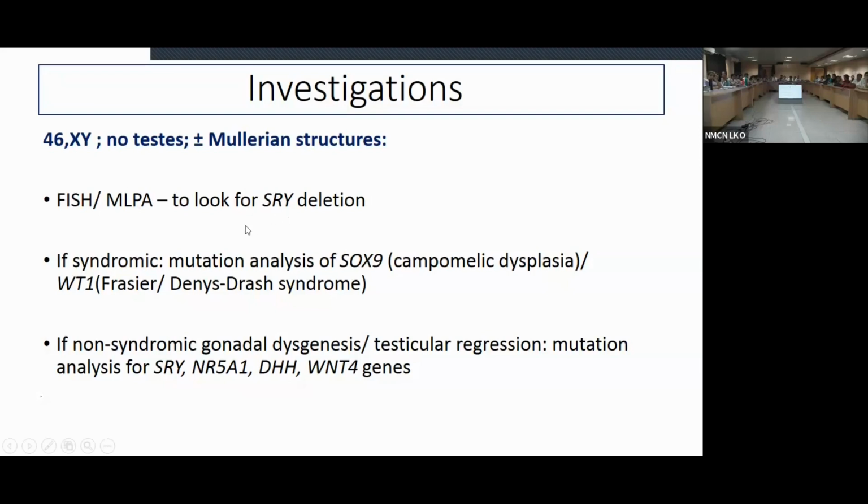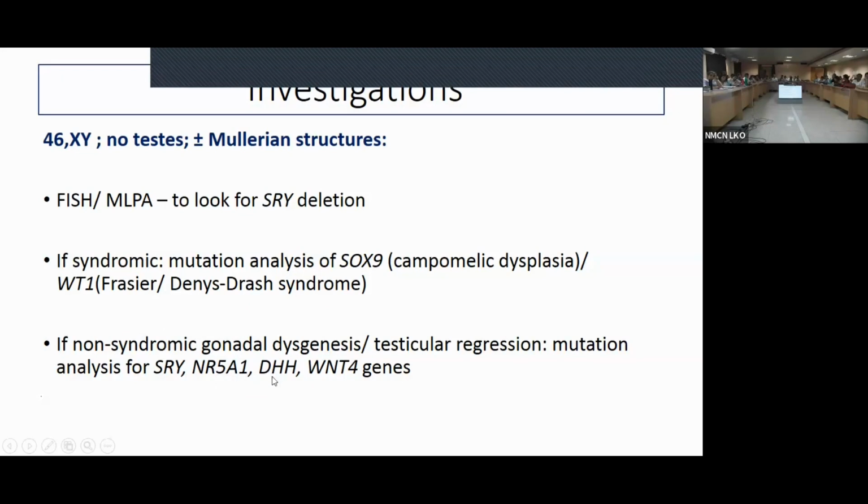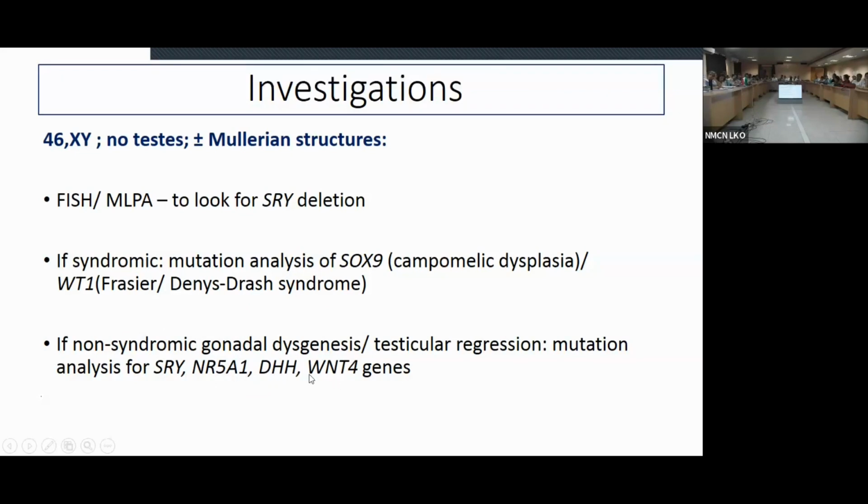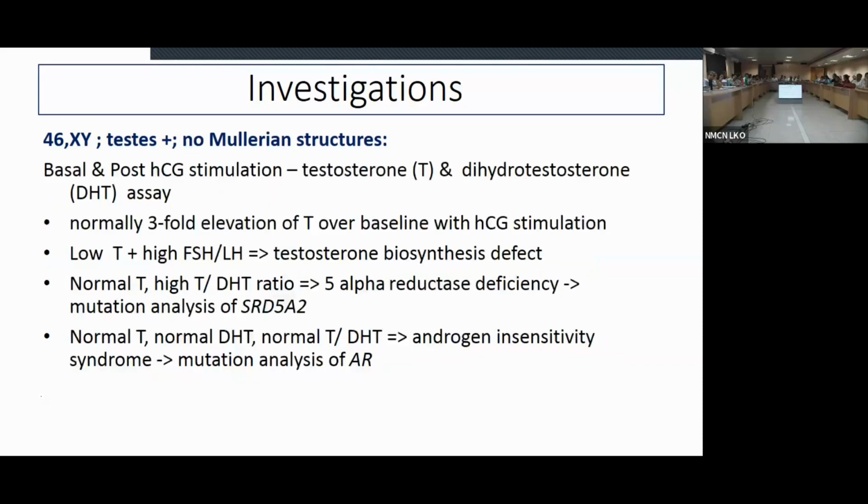But there are cases, as I said, in non-syndromic, if it is syndromic, you could do mutation analysis of the relevant gene, like SOX gene if you're suspecting campomelic dysplasia, or WT1 if you're suspecting Frasier or Denys-Drash syndrome. But if it is non-syndromic and SRY is intact, then you can have mutation in one of these other genes, NR5A1, DHH, Wnt4, but in a big proportion of cases, the reason remains unknown. So you may not always be able to identify the cause.